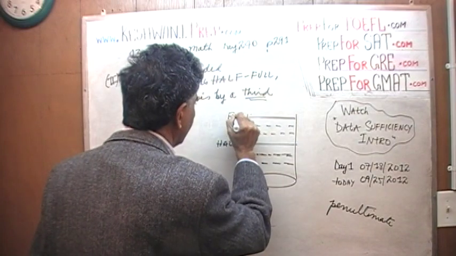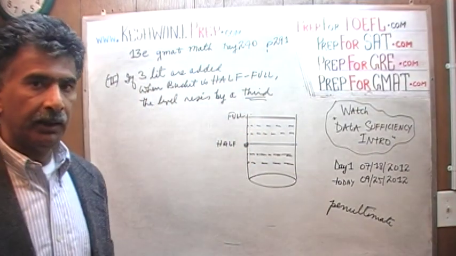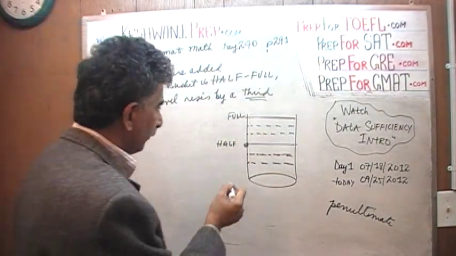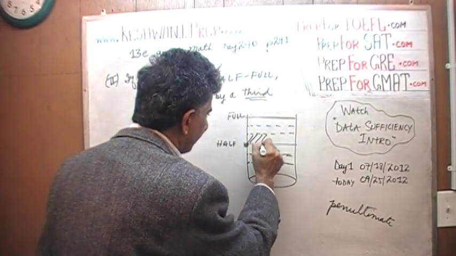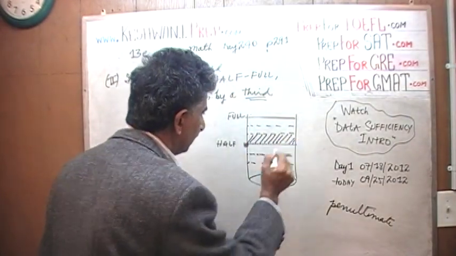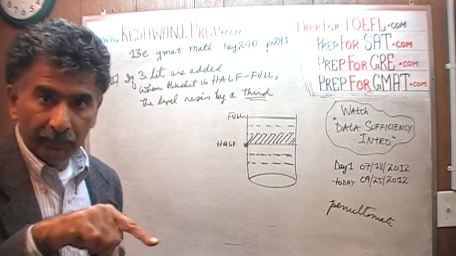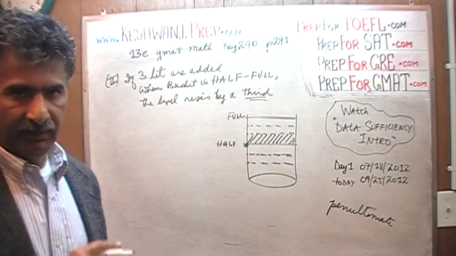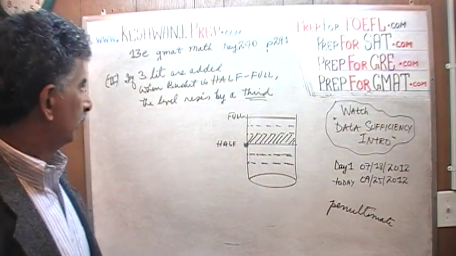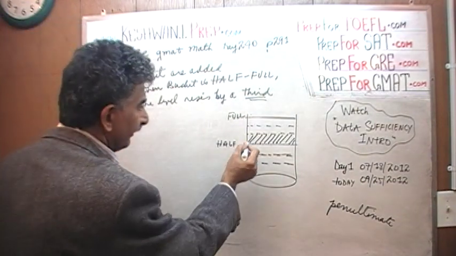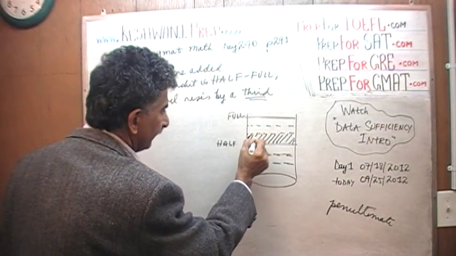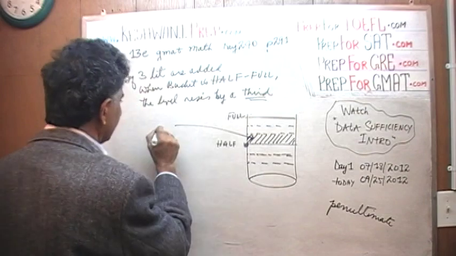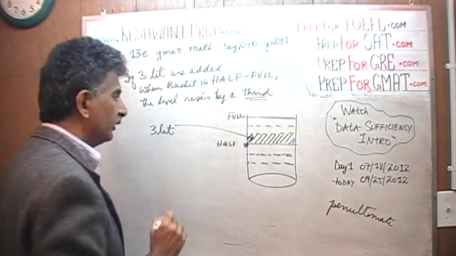This is the full part, and apparently they're dividing it into 6 parts. It was here right now, and it rises by a third. It rises by a third of its original level of water, which was the half mark. And this represents this part that I just drew here. This represents 3 liters. What do you gather from that?